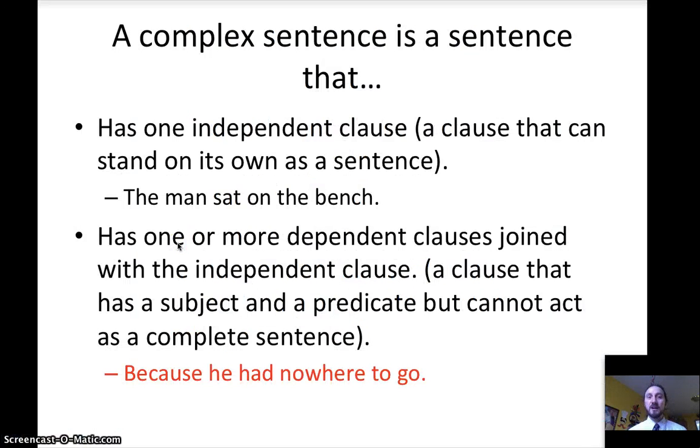All right, let's talk a little bit about compound complex sentences. This is just a little bit of a review. Remember that a complex sentence is a sentence that has one independent clause that can stand on its own, such as this, and then one or more dependent clauses joined with that independent clause. So because he had nowhere to go, you put these two together, you have a sentence.